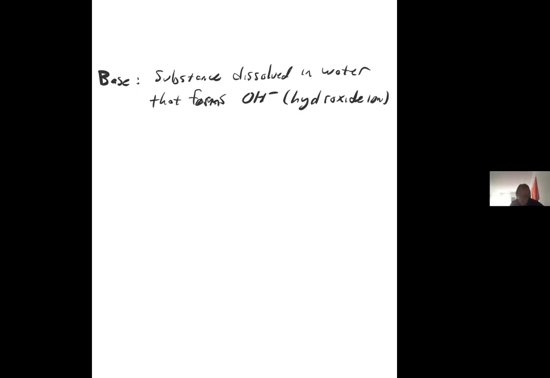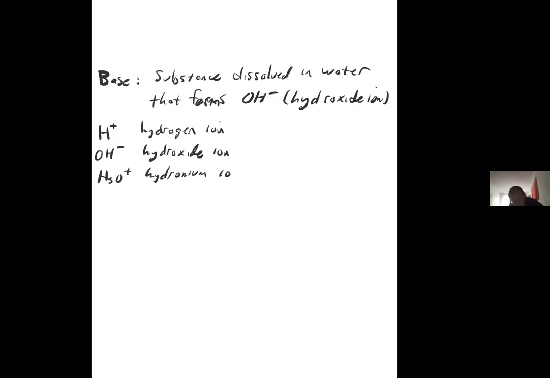Okay, so let me just make a little list here. You got your H plus, that's called a hydrogen ion. You got your OH minus, that's the hydroxide ion. And then you got your H3O plus, that's your hydronium ion. In general, if something ends in IDE, it's negative. Cyanide, chloride, bromide, hydroxide. If it ends in IDE, it's negative. If it ends in IUM, it's positive.